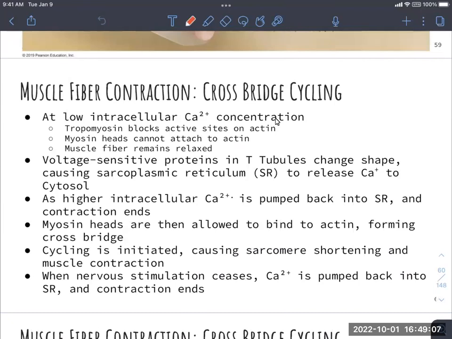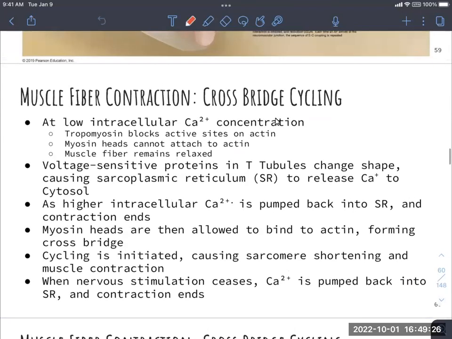Welcome back for part 2 of muscle tissues. Now we're going to look at the exact process of how this cross bridge cycling happens for a muscle contraction. As I had stated earlier in part 1, there's more to this cross bridge cycle than just the myosin heads attaching to the actin and moving it along. There's a little bit more to it.